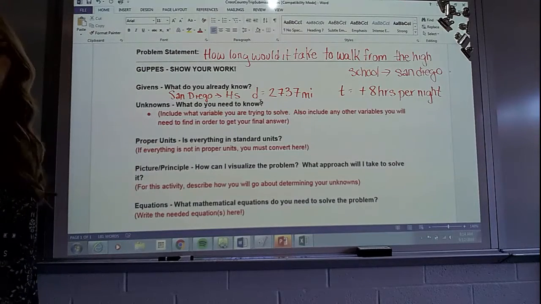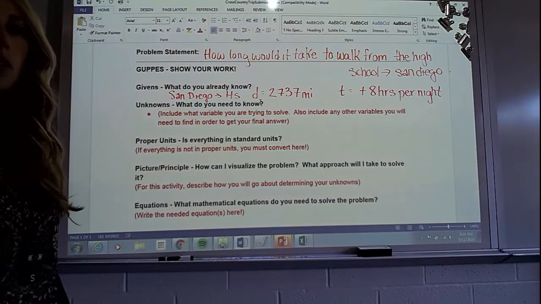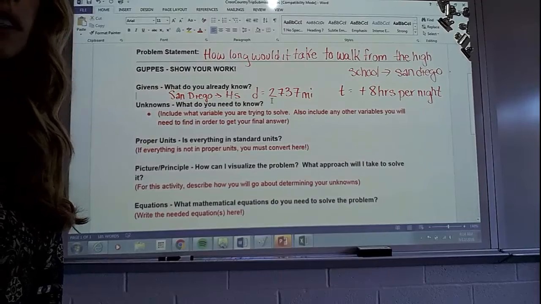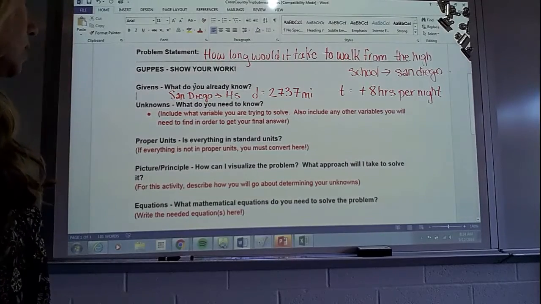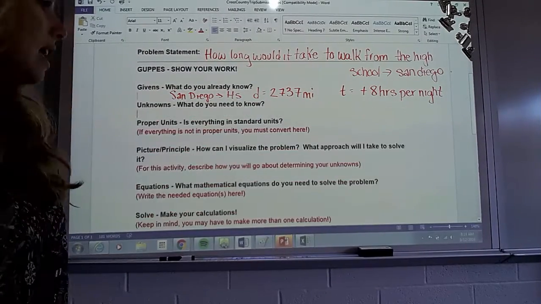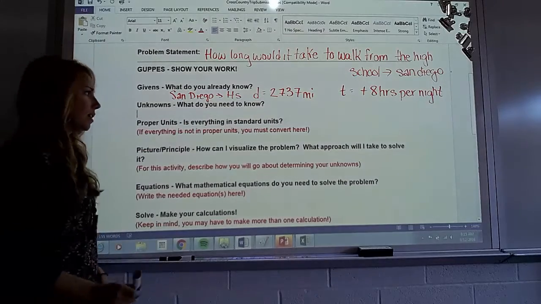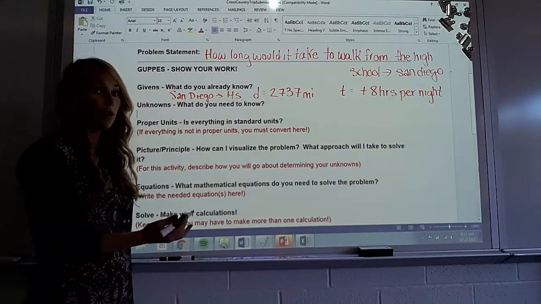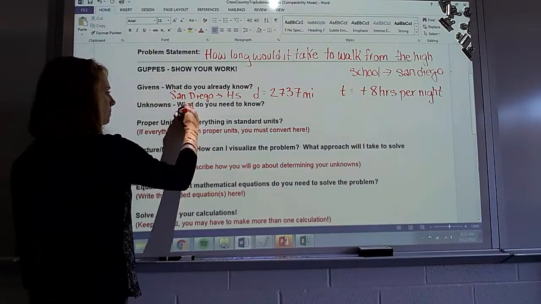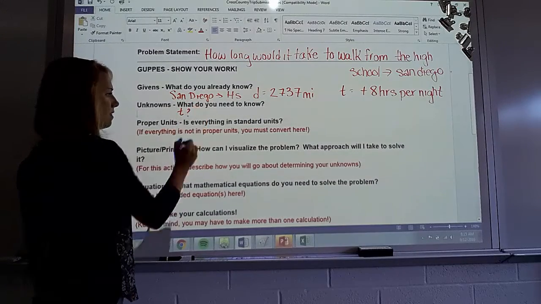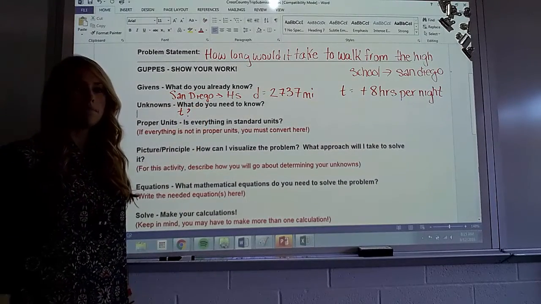Next, unknowns. What do we need to know? What are we actually looking for? Again, I'm going to delete the red because this is what you're going to fill in. And I'm going to replace it with the things that I don't know. So first of all, I don't know how long it's going to take. The time. T stands for time.